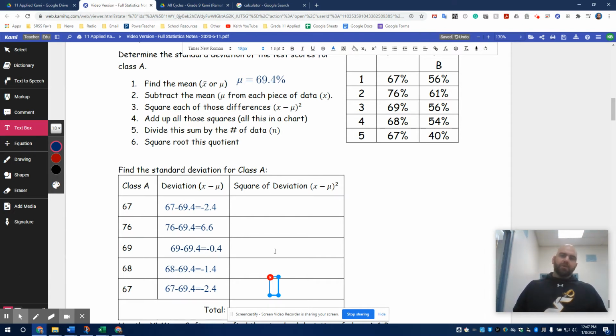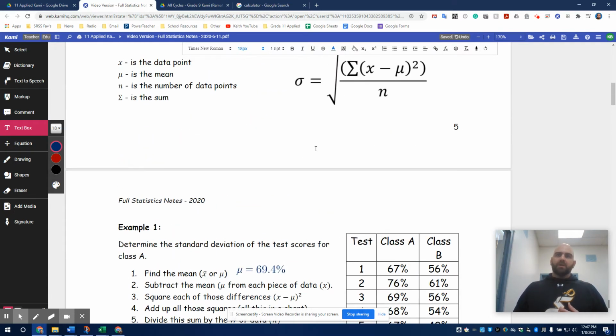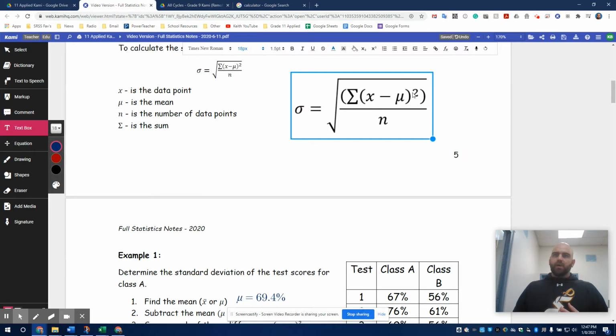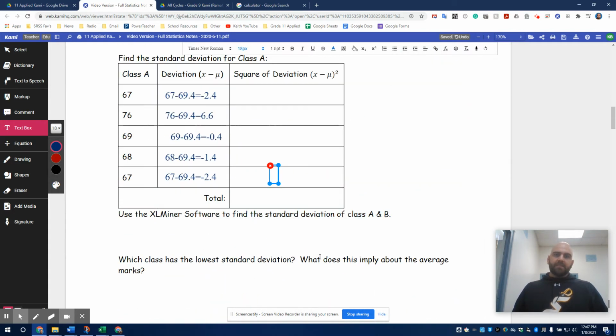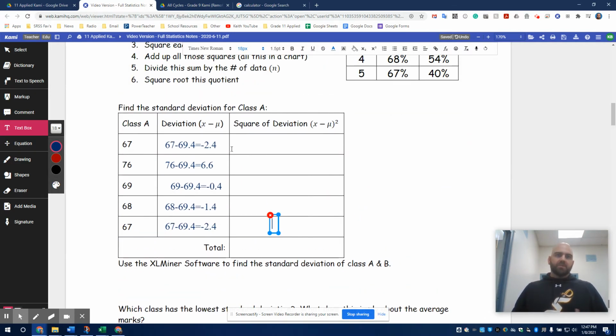Now, the next thing that we're going to do is take the square of each value. When we look at the equation that we had here, we subtract each one and then we square each one. So we subtract, square, and then we add all of those squares together. In this case, we're going to square each of our answers. And so this is then negative 2.4 squared.